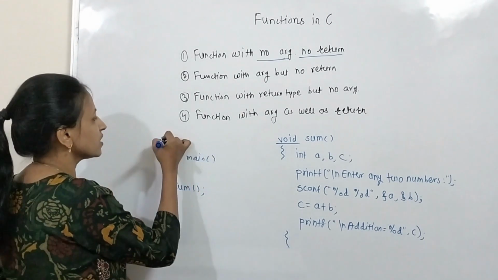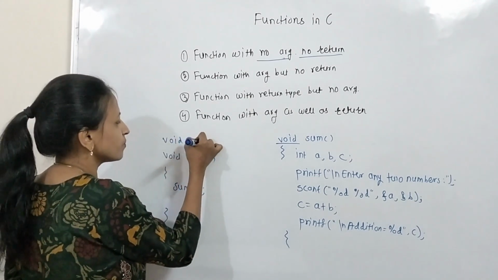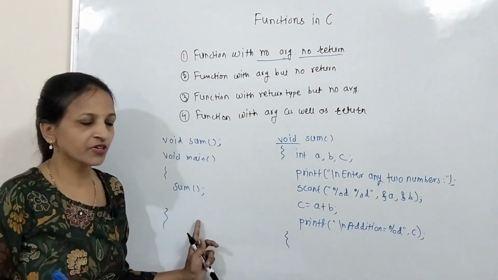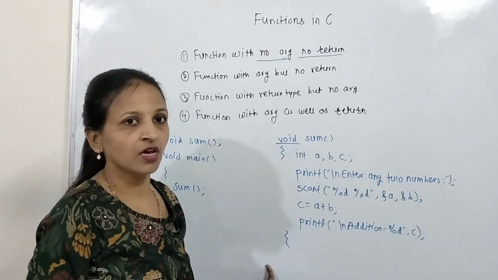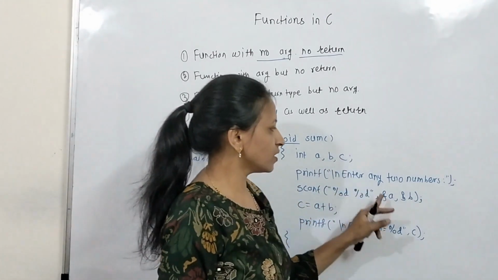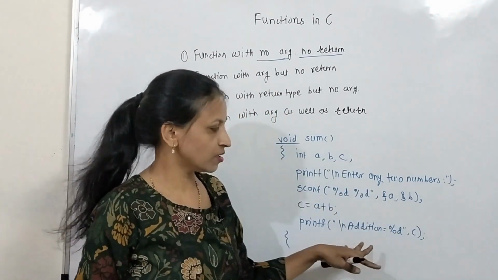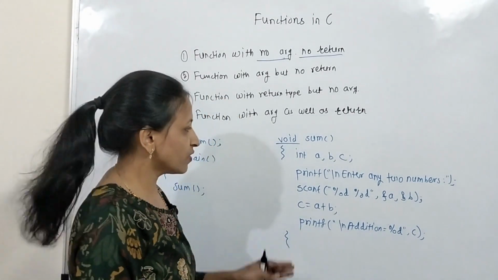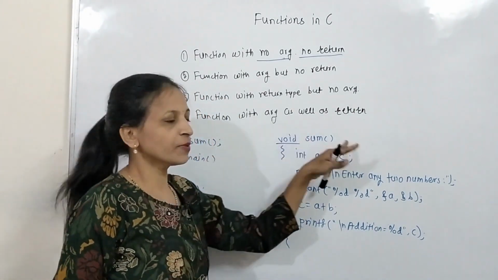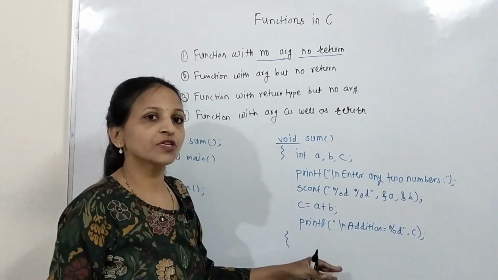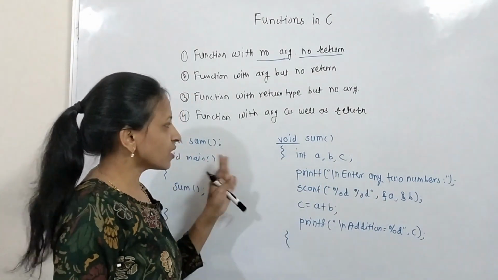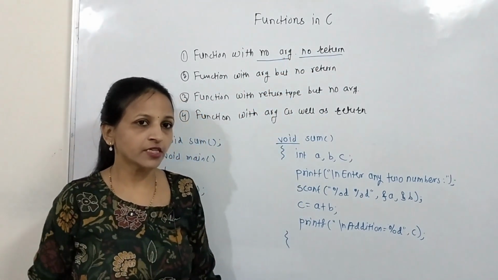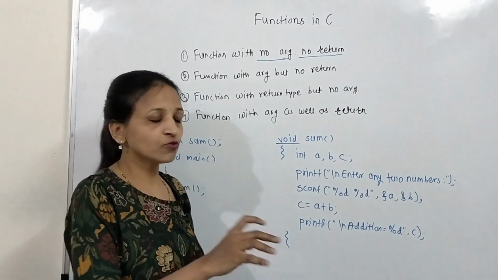And how to declare this type of this function, like void sum, only we will write like this and give semicolon. This is just a function declaration, function call and function definition. Here whatever accepting input, then calculation, and then whatever displaying output, everything we are doing in the same function only. That's why there is no need to pass argument to that function, and even no need to return anything from that function. This type of function is called as function with no argument, no return. There is no any compulsion that you have to follow the same thing.